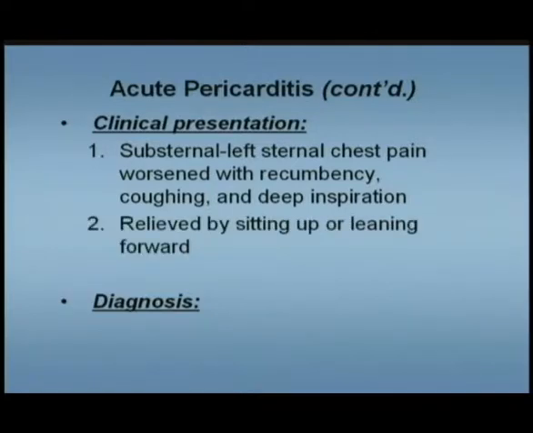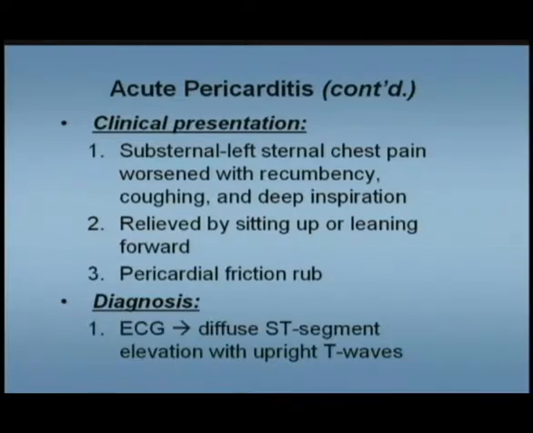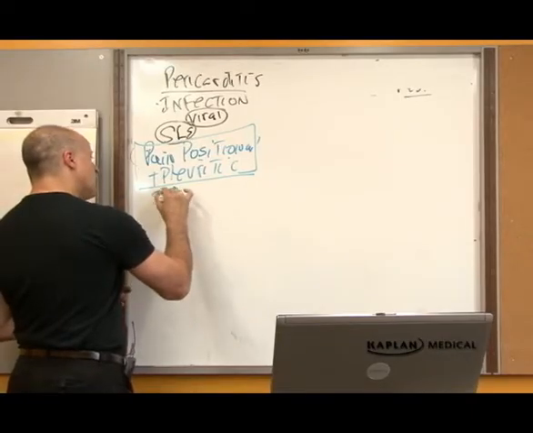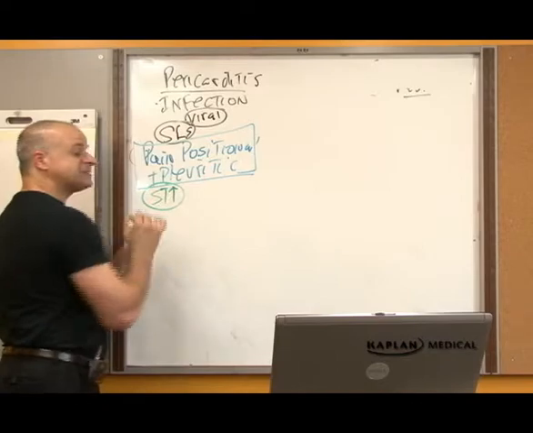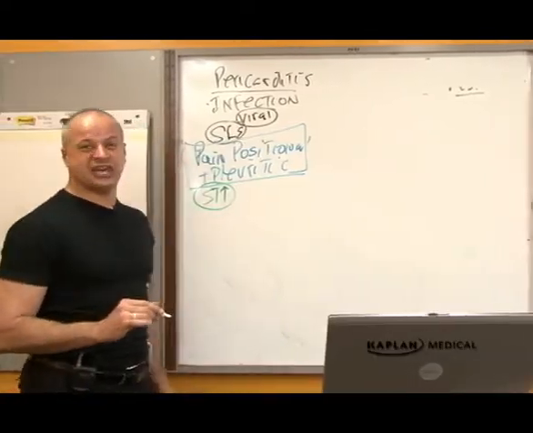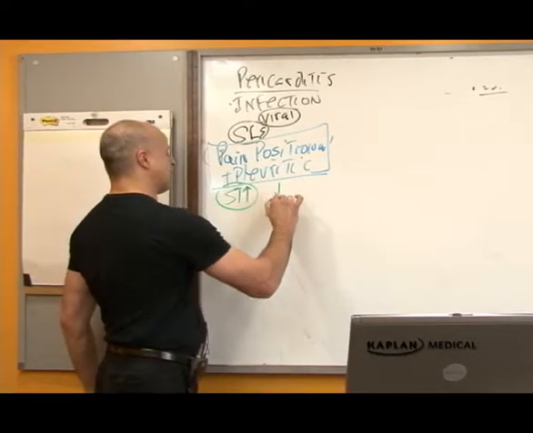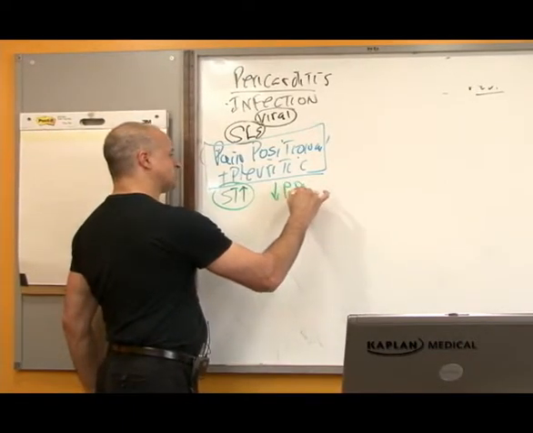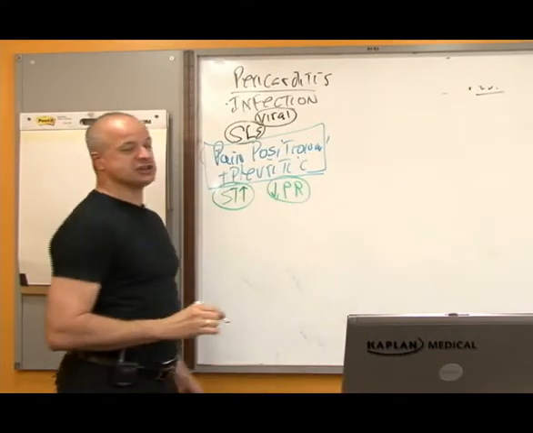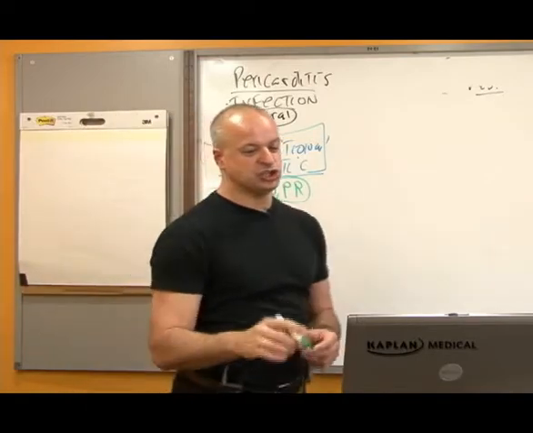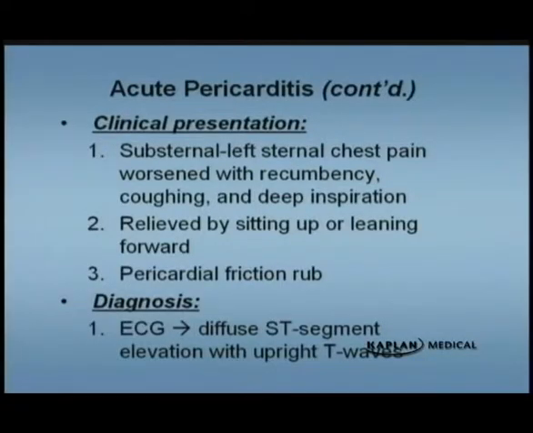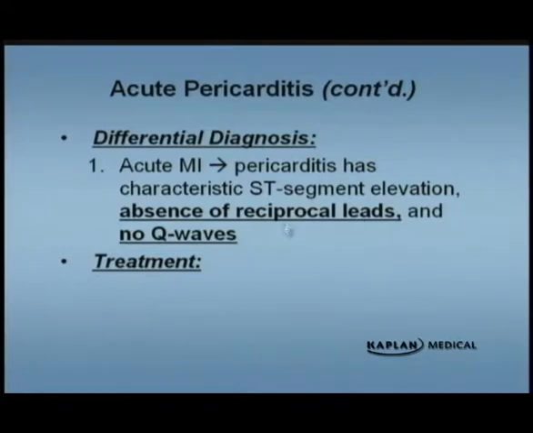It has a functional test, which is an EKG. The EKG shows ST segment elevation everywhere, but what is the most specific thing? Only with pericarditis and nothing else is PR segment depression. PR segment depression is unique and nothing else. It is a functional disease.